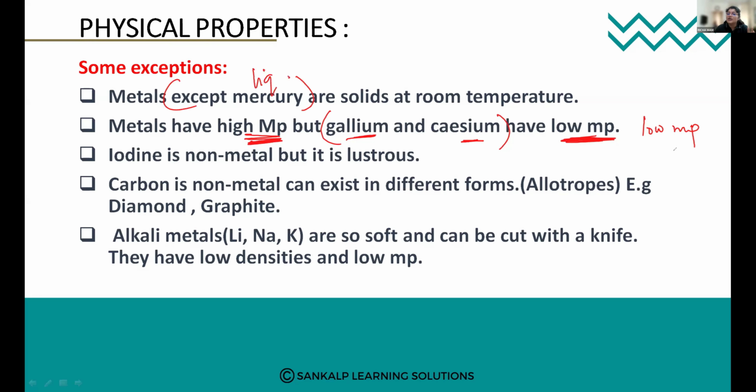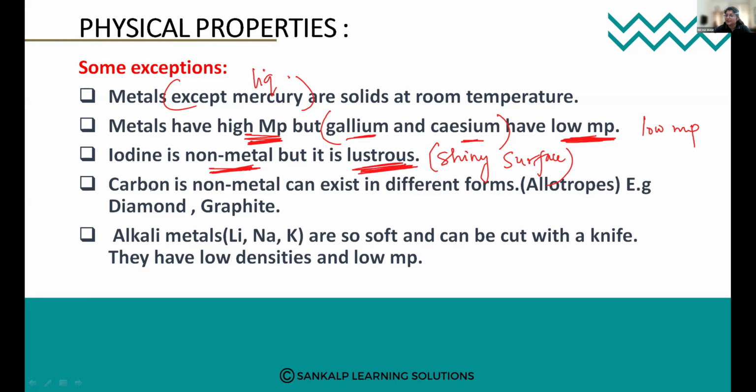Next is iodine. Iodine is a non-metal, but it has a shiny surface. Lustrous means it has a shiny surface. So these are a few exceptions. Iodine is a non-metal, and non-metals do not generally have the lustrous property, but iodine has that lustrous property, that is, a shiny surface.